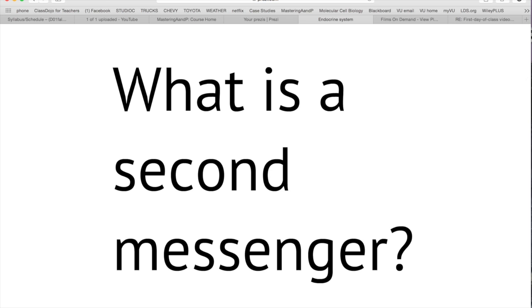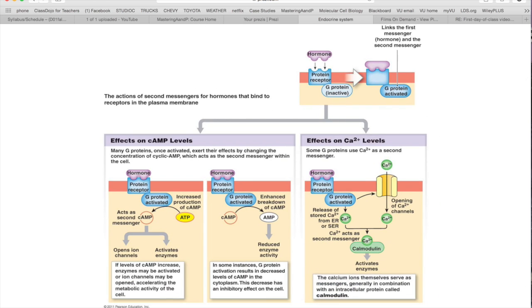And what is a second messenger? A second messenger is something inside the cell that sends the message from the hormone. You can think of it as carrying the baton from the hormone. So many times that involves a G protein, and we can see a couple of examples of what that G protein can do. It can alter the levels of something called cyclic AMP, which acts as a third messenger.